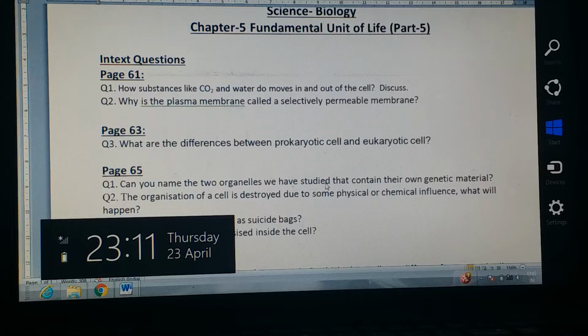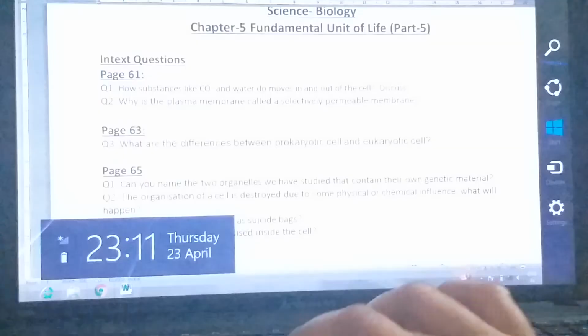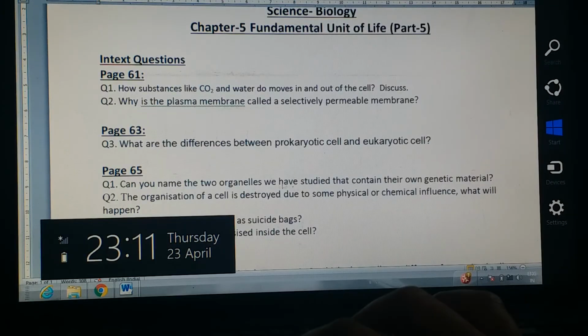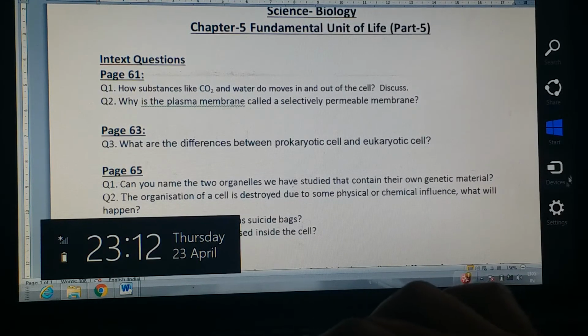Is it clear, beta? Which operations are not carried out by the cell? They are respiration, excretion, nutrition. They are not performed by the cell. Now it is the next question.